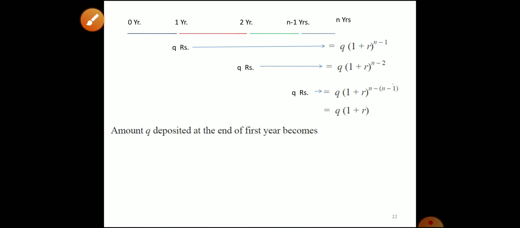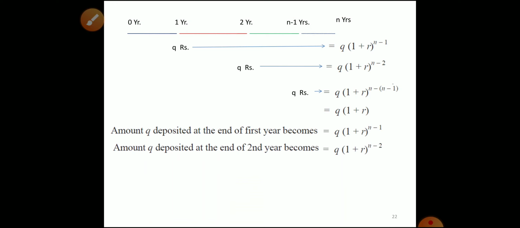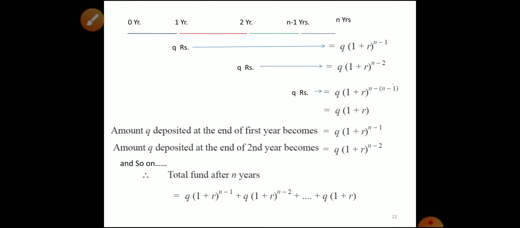So again the same is explained here. Amount Q deposited at the end of first year becomes Q in bracket 1 plus R raised to n minus 1. Amount Q deposited at the end of second year becomes Q in bracket 1 plus R raised to n minus 2. Similarly, and so on, the total fund after n years. So how much is the total fund that will be accumulated? That is the addition of all this, which is nothing but the total fund accumulated.